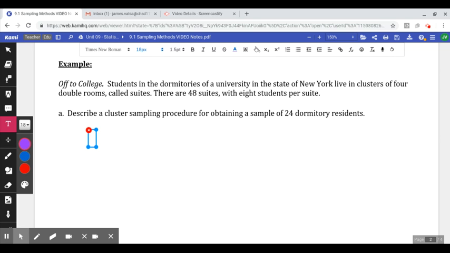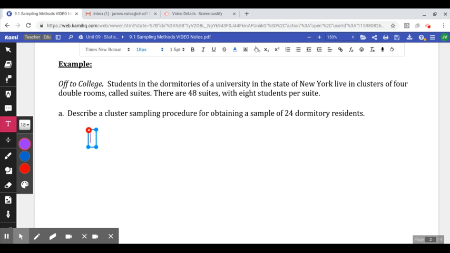In this example, we are off to college and we're going to take a look at some different sampling methods here. So let's read the prompt and then see if we can figure out those different sampling methods. It says here that students in the dormitories of a university in the state of New York live in clusters of 4 double rooms called suites.